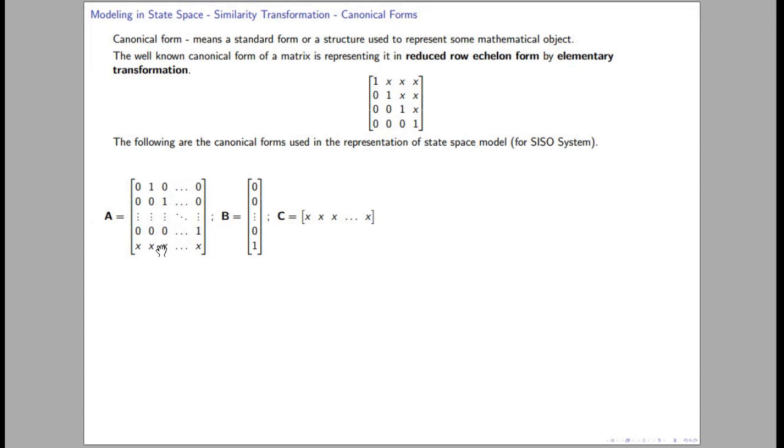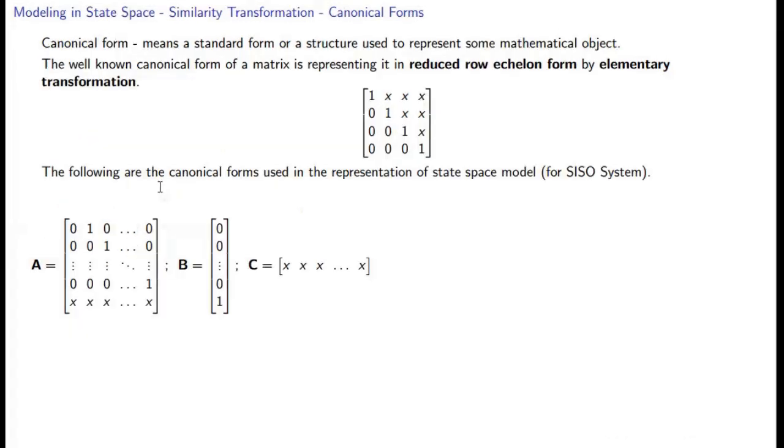So the first canonical form is this. If you look at this, this is the principal diagonal. The elements just above the principal diagonal constitute the super diagonal. In this canonical form, all the super diagonal elements will be 1. All other elements will be 0 except the last row. In the last row, you will have zero or non-zero elements, any real numbers.